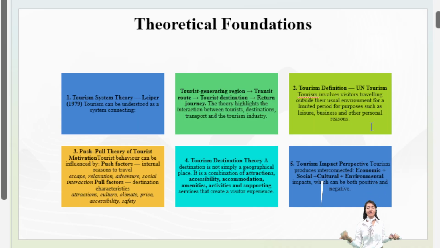Let's start with the theoretical foundation. What is it? The theoretical foundation means the basics of tourism. You know that every subject should be related to a theoretical foundation. That's why for each lecture I will prepare a theoretical foundation for you. I will give you different cases and examples, which is very important to understand, and at the end of the lecture you can understand the link between theoretical foundation and practical foundation with specific cases.